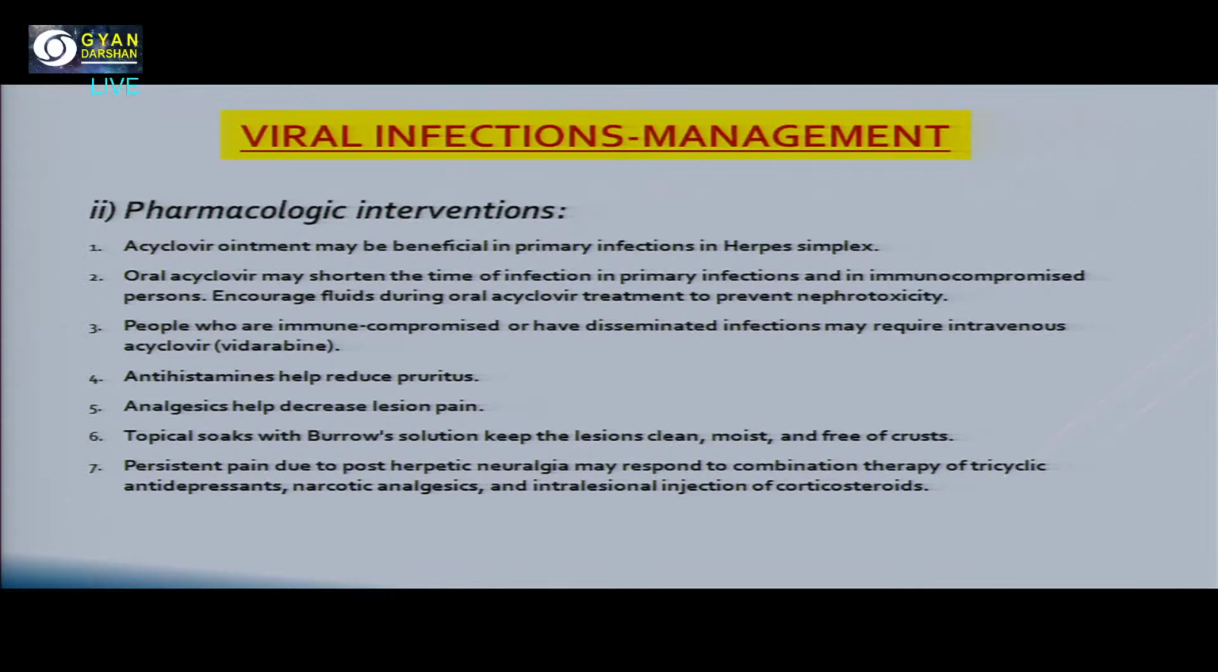Then if there is a lot of pain because of post-herpetic neuralgia, which is a complication affecting the nerves, especially in the case of herpes zoster and herpes simplex, we can have a combination therapy of tricyclic antidepressants, narcotic analgesics, and intralesional injections with corticosteroids. So this is how you will manage. You need to educate the patient and utilize certain non-pharmacological interventions. Then also you need to utilize certain pharmacological interventions.